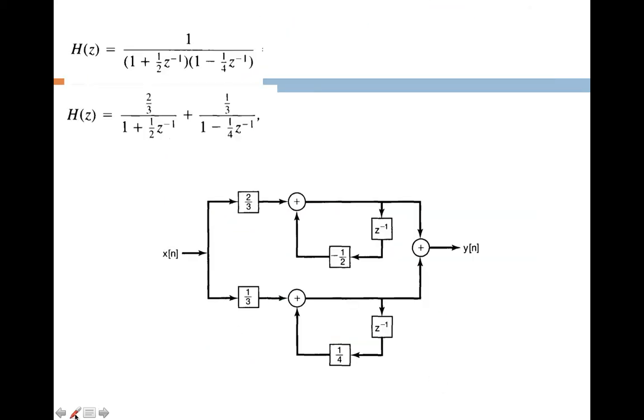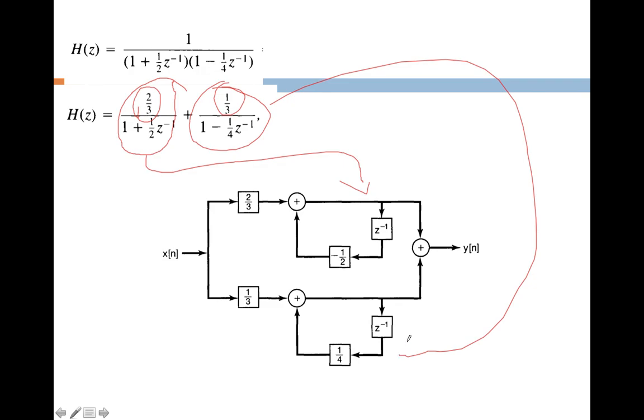Hence I am decomposing the transfer function into (2/3) divided by (1 + 1/2 z^-1) plus (1/3) divided by (1 - 1/4 z^-1). Here 2/3 is A and 1/3 is B. Now we are going to realize, or draw the block diagram, for the first one and the second one, and after that we are going to multiply the coefficients.